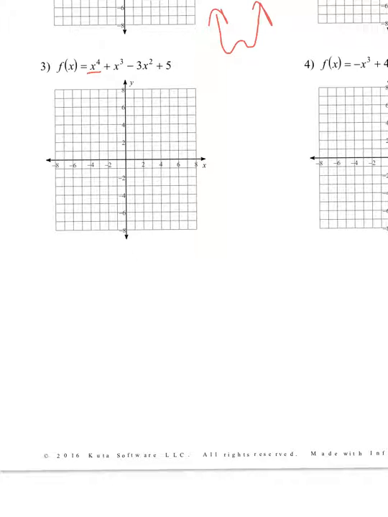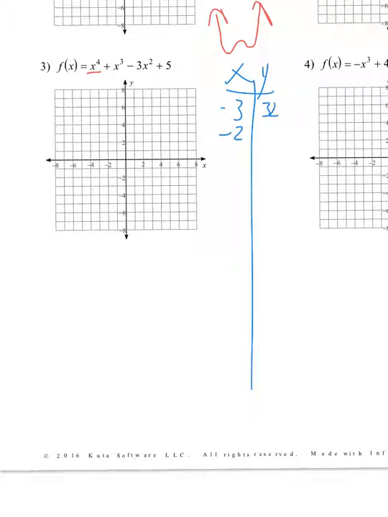If it was a negative x to the 4th, it'd kind of be going the other direction. Kind of that thing flipped down. Okay? So we need to make a table. Okay? And I'll start at -3, and we're going to have 32.